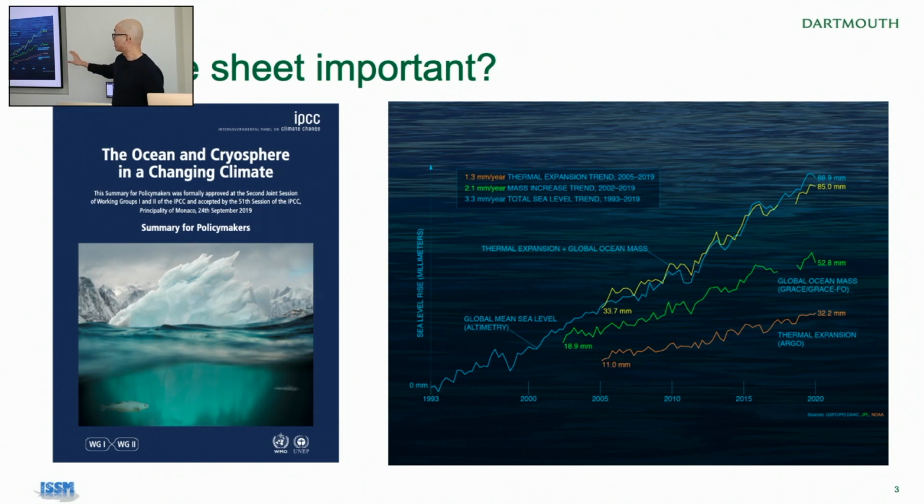And the projection says it's going to be faster and faster, because as we lose ice, the Earth as a whole will be less reflective and will absorb more solar radiation. So we will get warmer and warmer, and it will accelerate the melting of ice. So this will be a positive feedback.